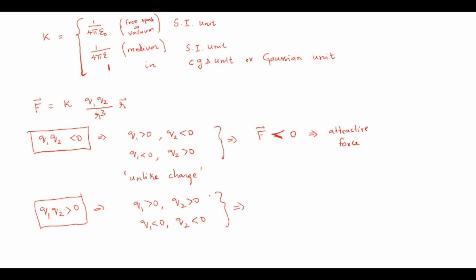The product is positive. Therefore the force, the Coulomb force when we write, it should be greater than 0, which means a repulsive force. Repulsive force. So this is for like charges. So this is for unlike charges, and this is for like charges. Fine? Okay. So next, what are we going to do?